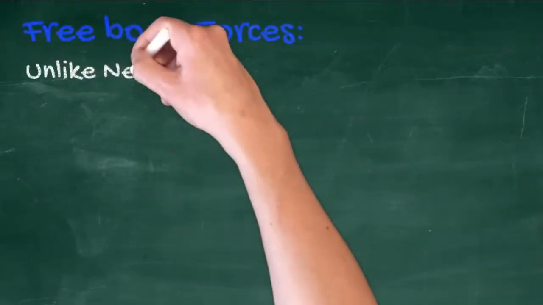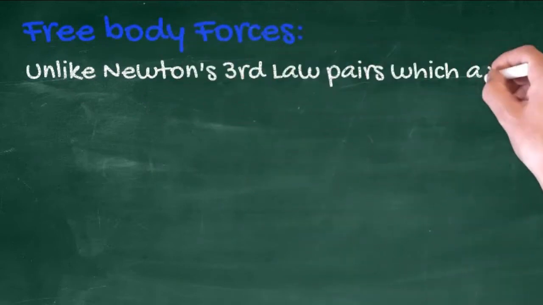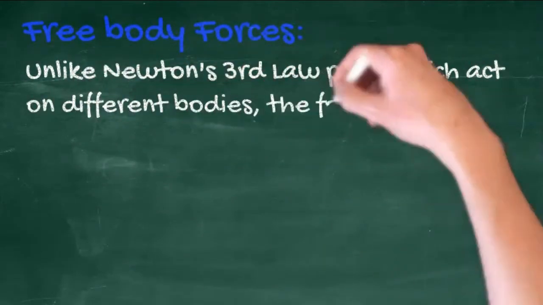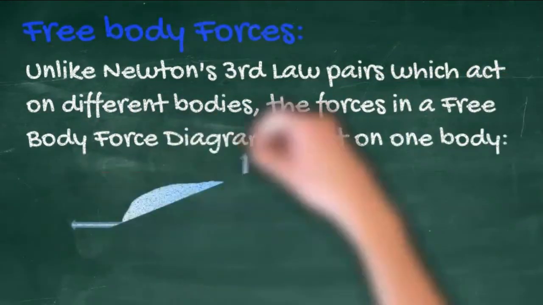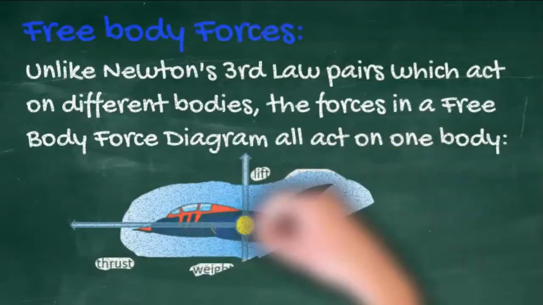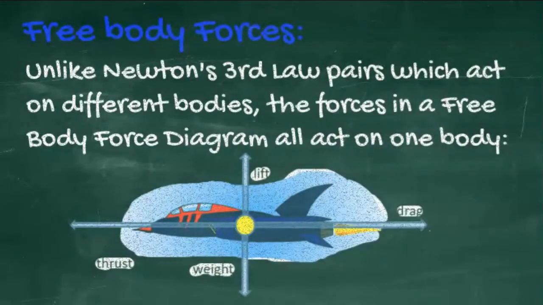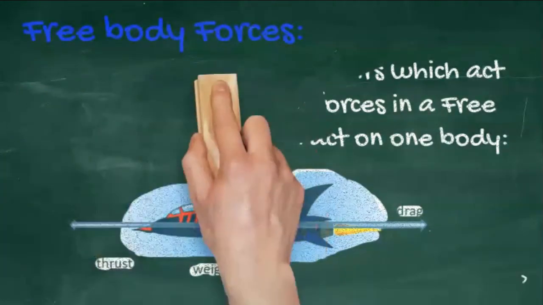Looking at free body forces, unlike Newton's third law pairs, which act on different bodies, the forces in a free body force diagram all act on one body. For example, the aeroplane has 4 forces: thrust, drag, lift, and weight.